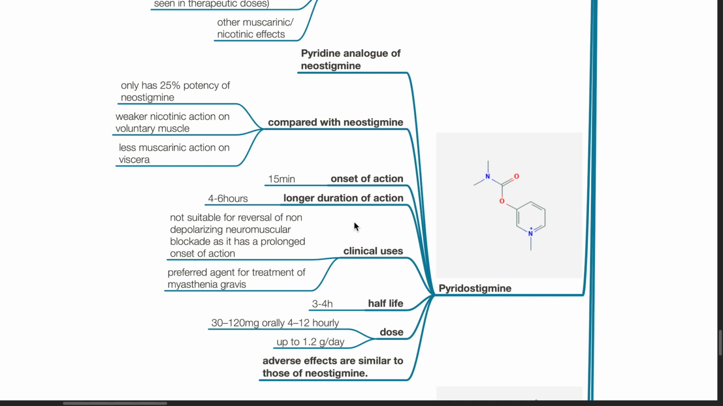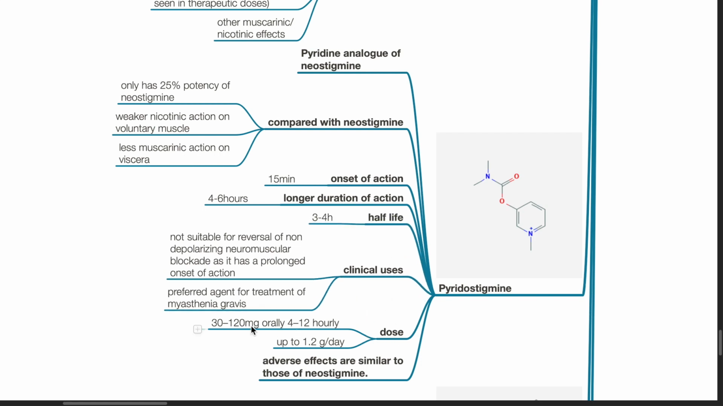Clinical uses. It is the preferred agent for treatment of myasthenia gravis. It is not suitable for reversal of non-depolarizing neuromuscular blockade as it has a prolonged onset of action. Half-life is 3 to 4 hours. The dose is 30 to 120 mg orally 4 to 12 hourly, up to 1.2 grams per day. Adverse effects are similar to those of neostigmine.